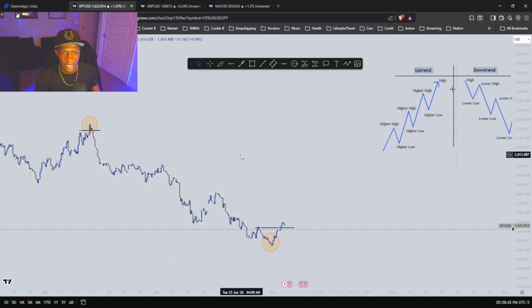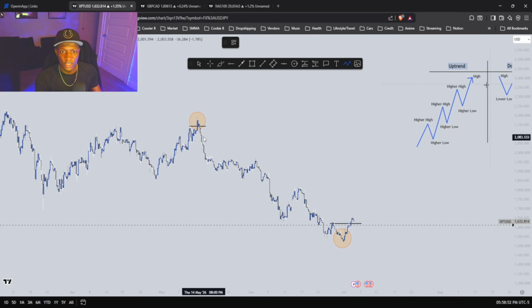I'm literally looking on the left. This is literally structure right here. You have a high, then you have a lower low, lower high, lower low, lower high, lower low, lower high, lower low, lower high, lower low.